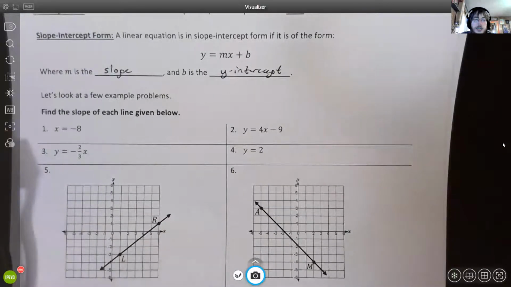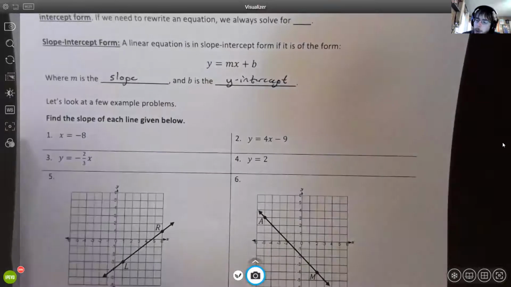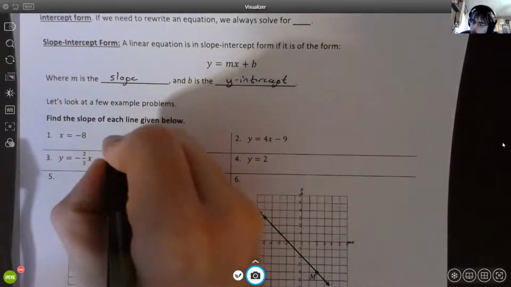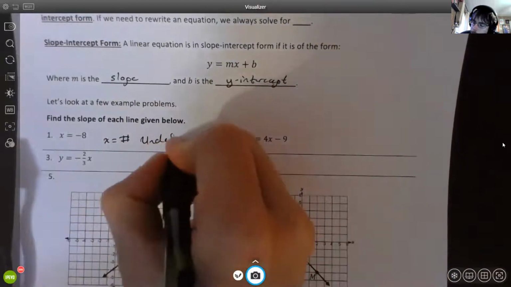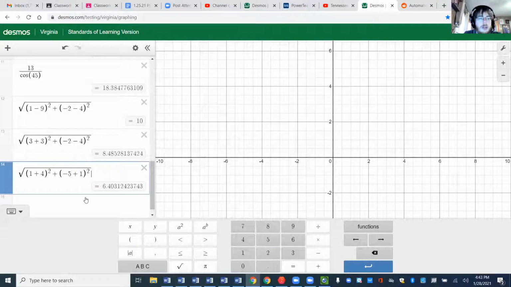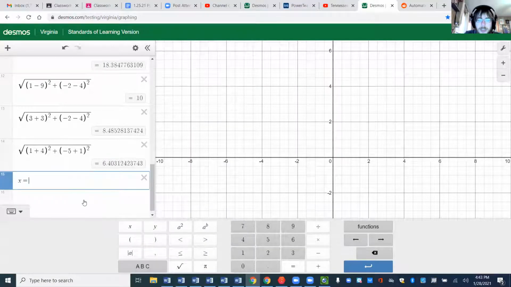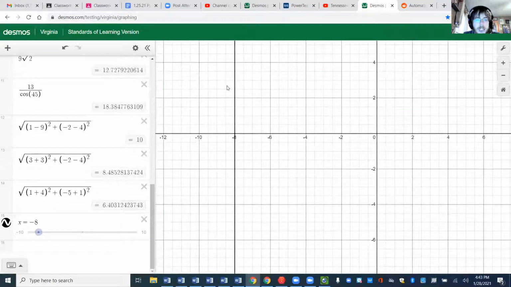So let's look at some example problems. So number 1, x equals -8. This is of the form x equals a number. So right off the bat, we know this is an undefined slope. And I'll graph this to show you. So we have x equals -8. And as you see there, x equals -8 is just a vertical line straight up and down. So it has an undefined slope.